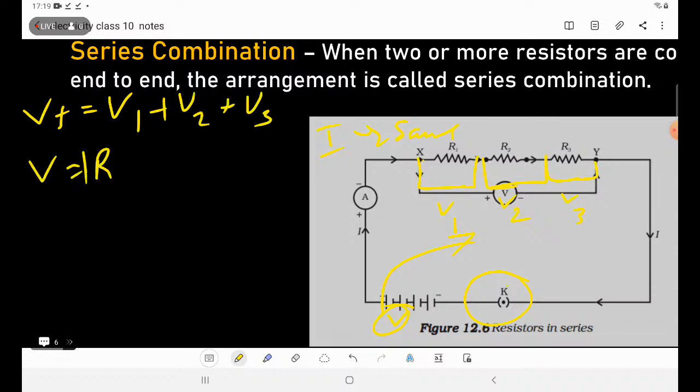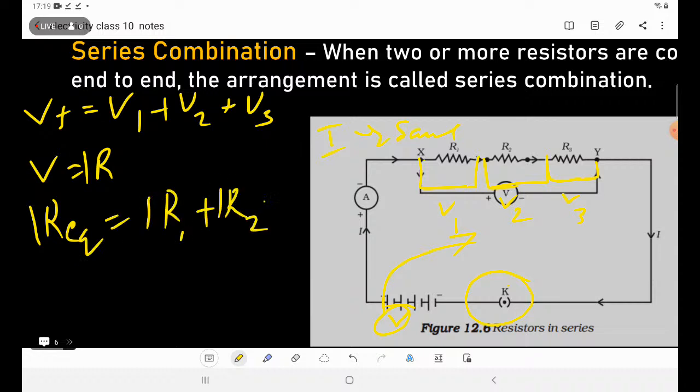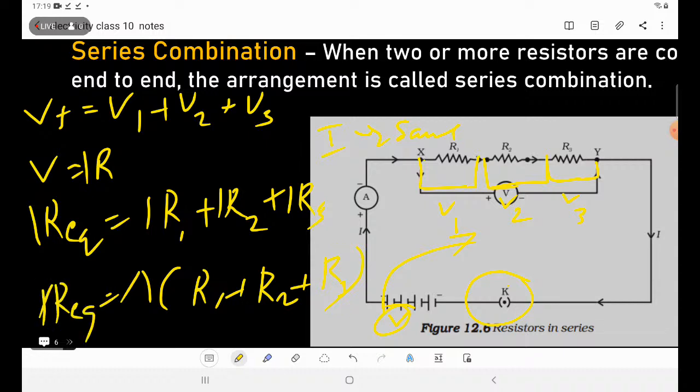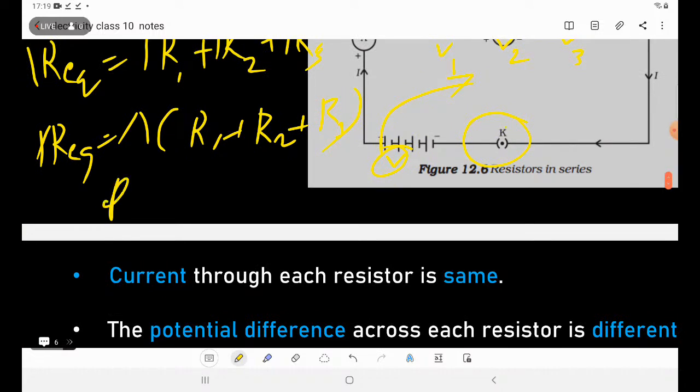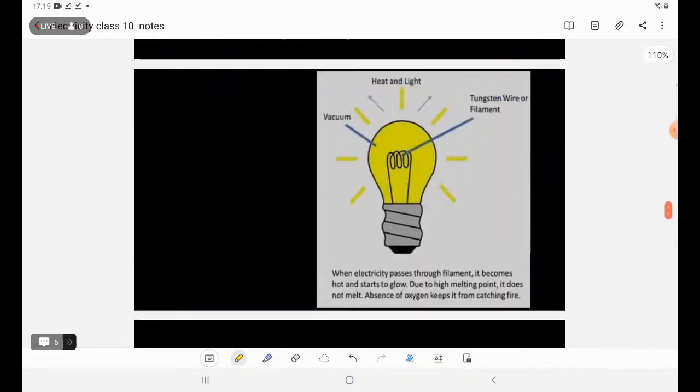So we know V is equal to IR. So I into R equivalent is equal to I into R1 plus I into R2 plus I into R3. I is common, so R1 plus R2 plus R3 is equal to R equivalent. I gets cancelled. So R equivalent is equal to R1 plus R2 plus R3. So this is how we get the formula for the equivalent resistance.